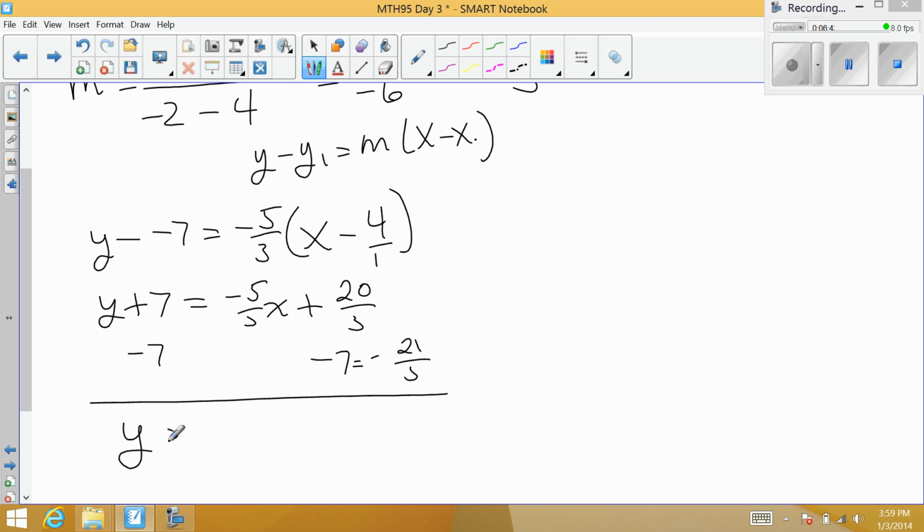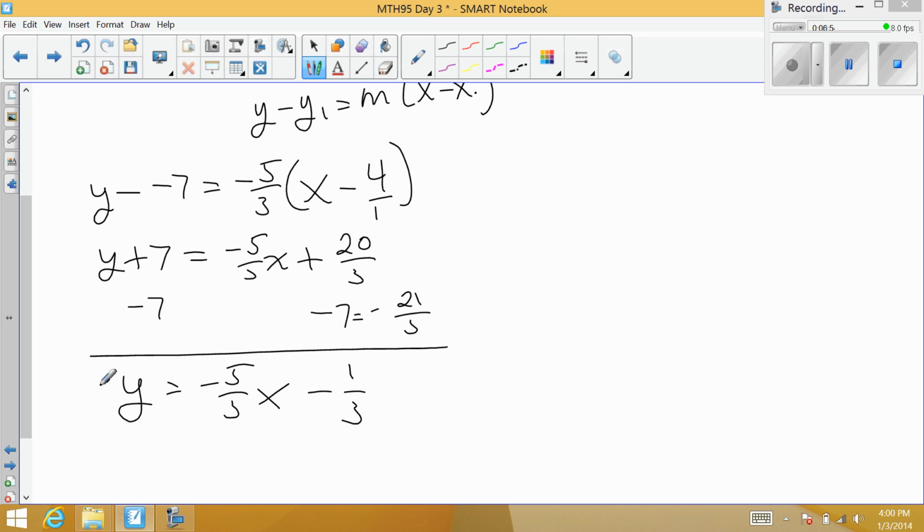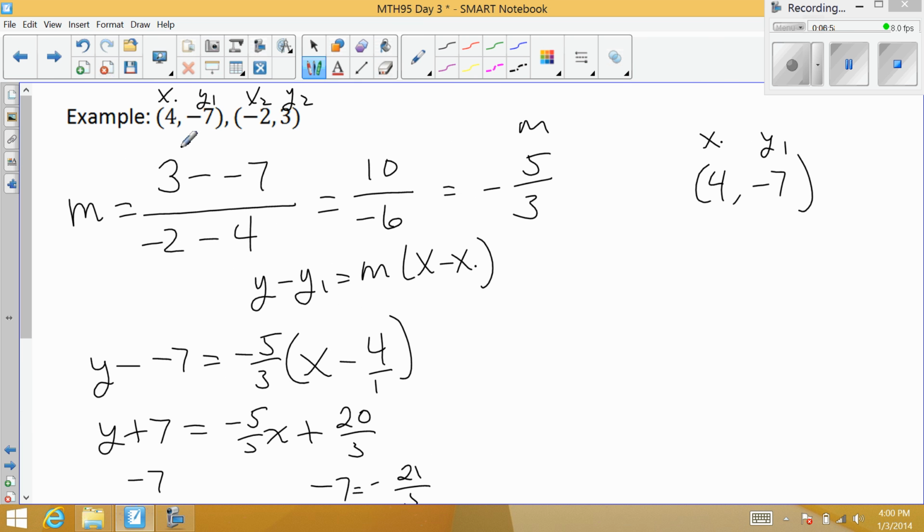And so that will give us y equals negative 5/3 x. 20 over 3 subtract 21 over 3 will give us negative 1 over 3. And then again, easy enough, we could pop this into our graphing calculator. And what we're looking for is, does it pass through the 2 original points?